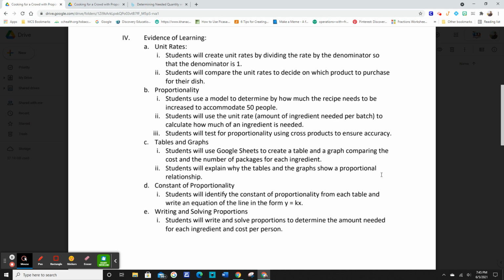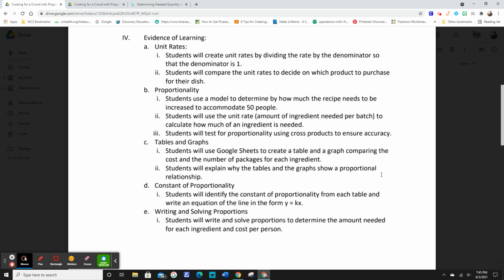Tables and graphs. Students will use Google Sheets to create a table and a graph comparing the cost and the number of packages for each ingredient. And then students are going to explain why those tables and why those graphs show proportional relationships.